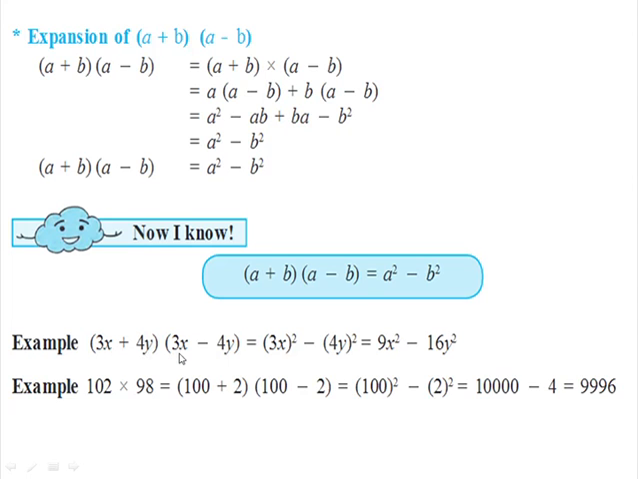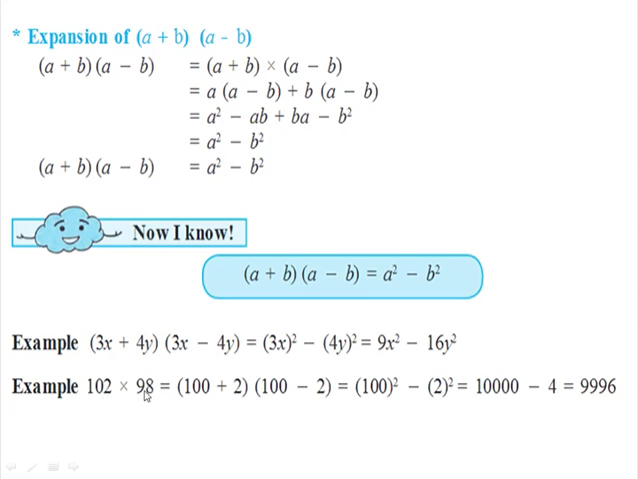So what is the first term? 3x. So we will write (3x) whole square, then minus the second term whole square, that is (4y) whole square. Now (3x) whole square is 3 threes are 9, x square. So the first term in the expansion is 9x square, minus (4y) whole square, that is 4 square y square. 4 square is 16, 16y square. Hence the expansion of (3x plus 4y)(3x minus 4y) is 9x square minus 16y square. Now let us see another example.